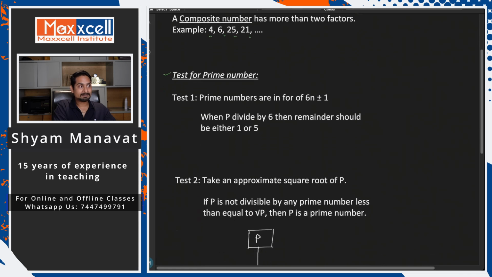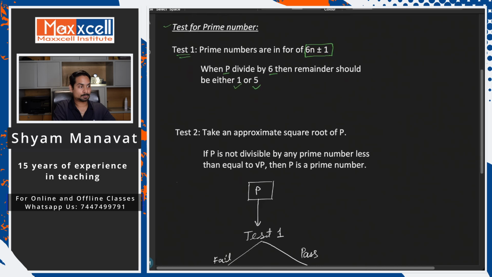How do you check whether a number is a prime or not? Every prime number is in the form of 6n plus minus 1. What does it mean? This is test 1. If you divide the number, let's say the number is p, by 6, it should leave either remainder 1 or remainder 5. Keep in mind, that's test 1. Take the number, divide by 6, see whether the remainder is 1 or 5.